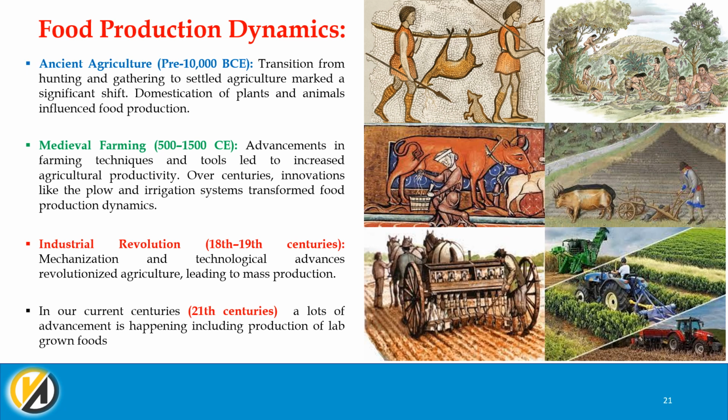So in our current century, the 21st century, a lot of advancement is happening in food production. This includes lab-grown foods. Foods are produced in the lab, manufactured at a larger scale, and sold in supermarkets. And this was discussed in part 1.